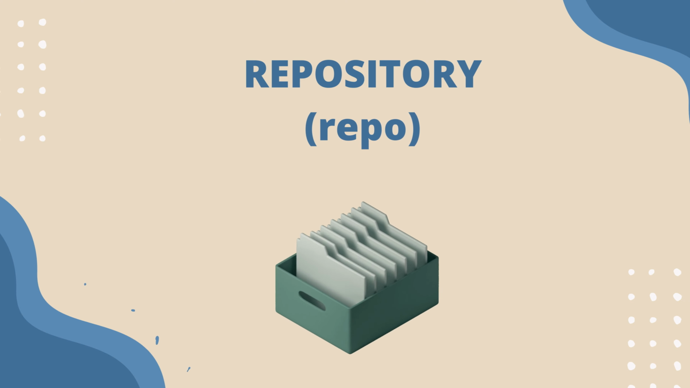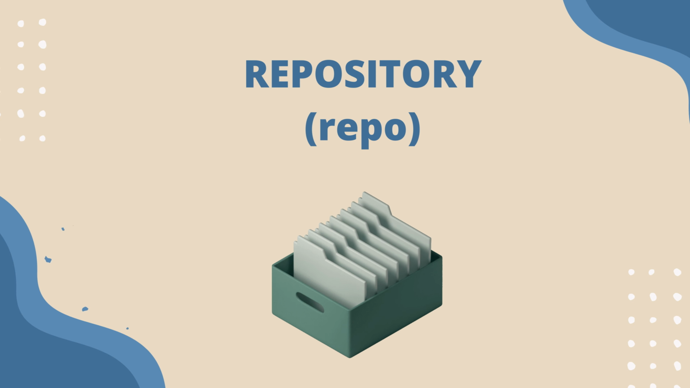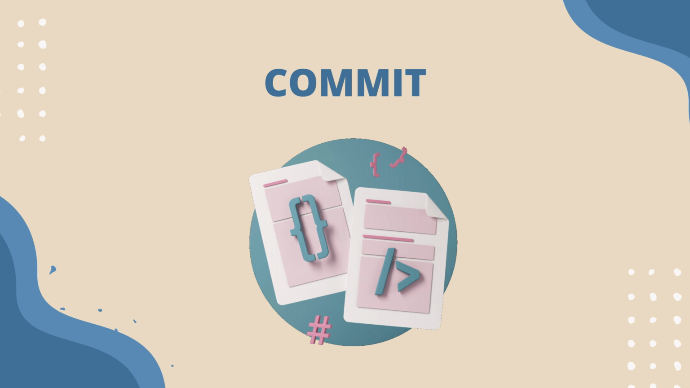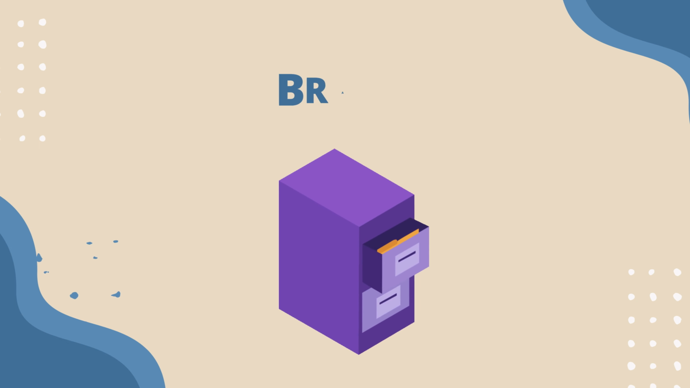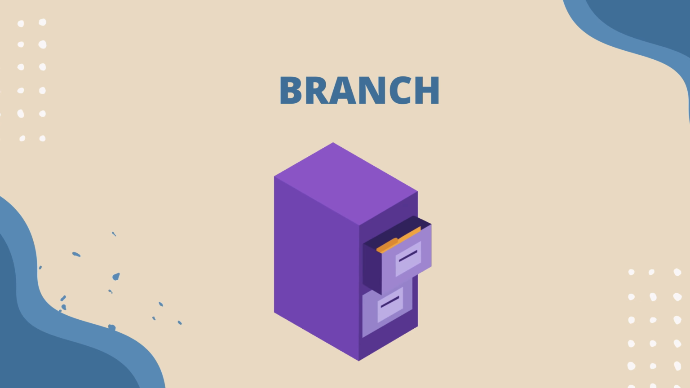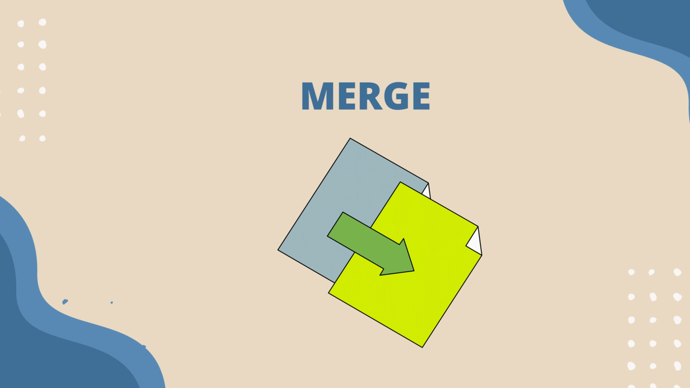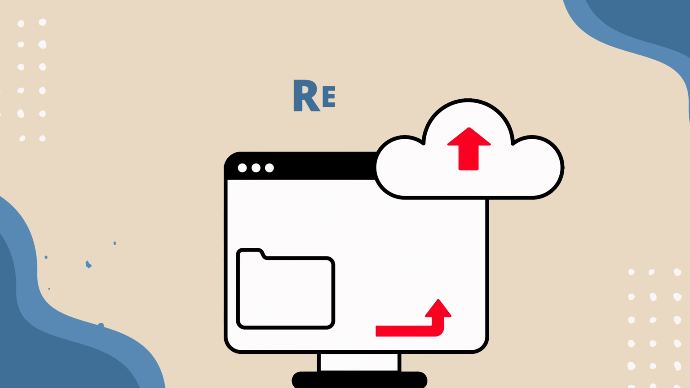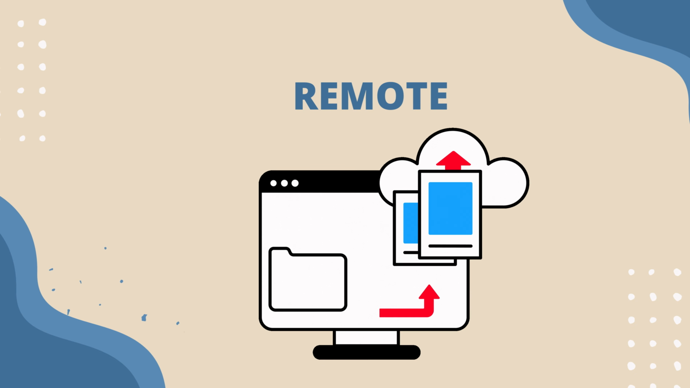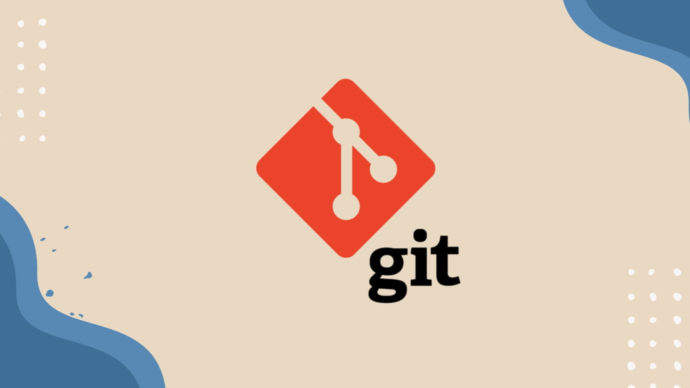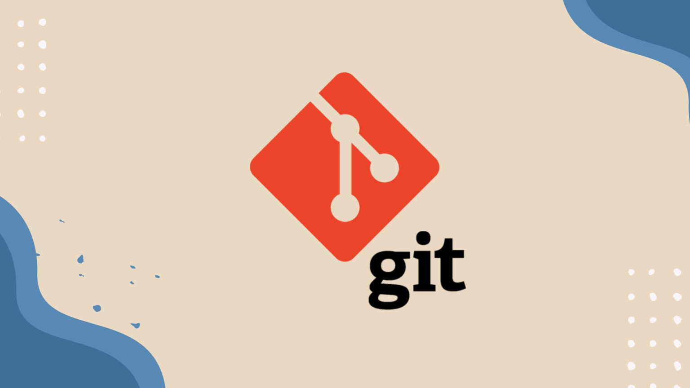Let's go over some basic terminology. Repository, or repo: a collection of all your project's files and the entire history of changes. Commit: a snapshot of changes in the repo with a message describing what changed. Branch: a separate line of development allowing multiple workflows in the same project. Merge: combining changes from one branch into another. Remote: a shared repo on platforms like GitHub or GitLab, where team members push or pull changes. Understanding these terms is essential as we dive deeper into Git.